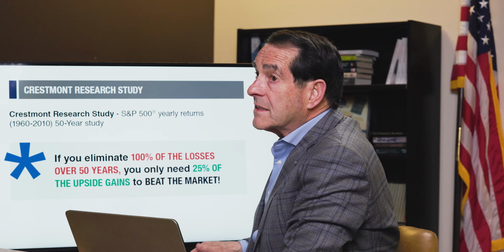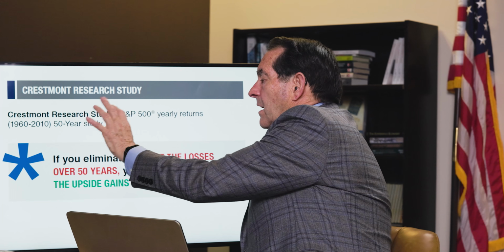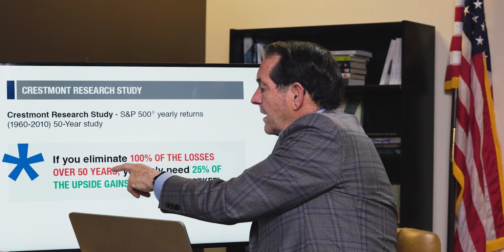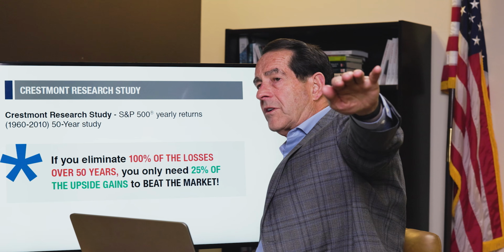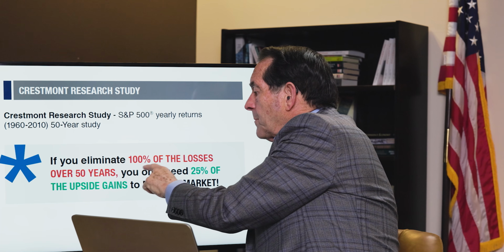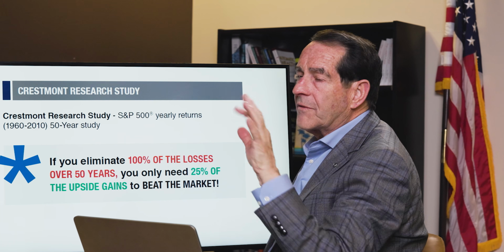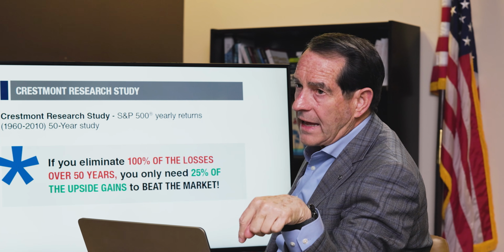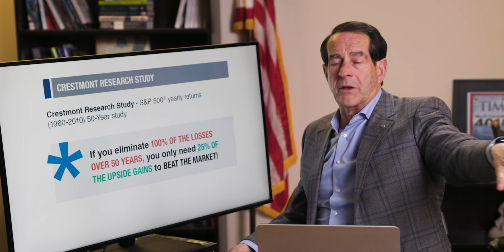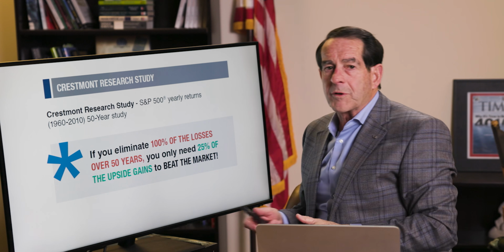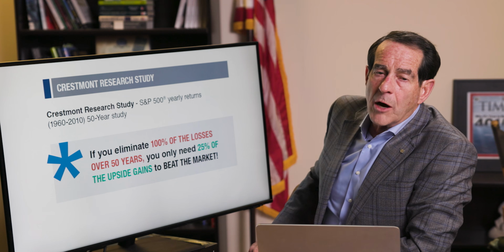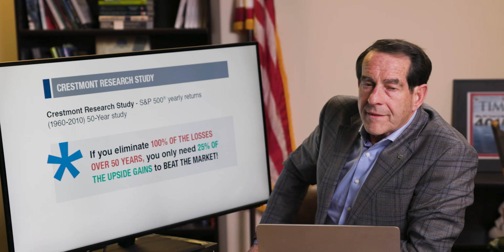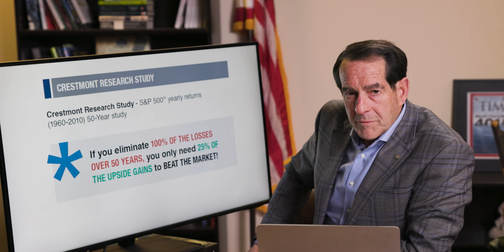Now, the last thing is indexing. See, Cresmont is a research company, and they said if you look at the last 50 years in the stock market, if you simply eliminated all of the years where the market went down, and usually 30% of the years the market went down, you just eliminate those. You didn't lose. You would only need 25% of the up years to outperform the stock market. That's where indexing comes in.